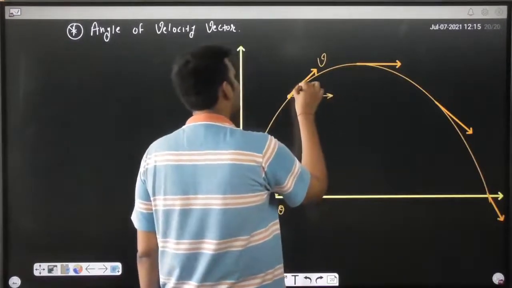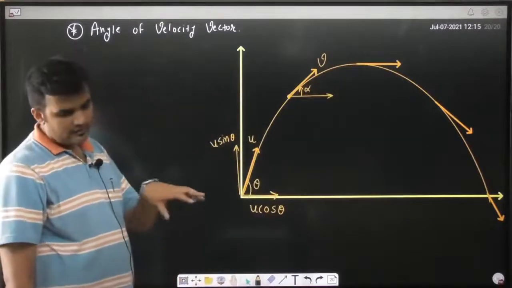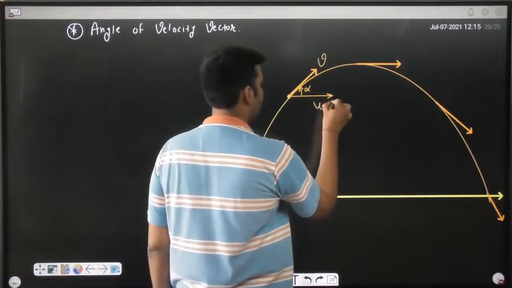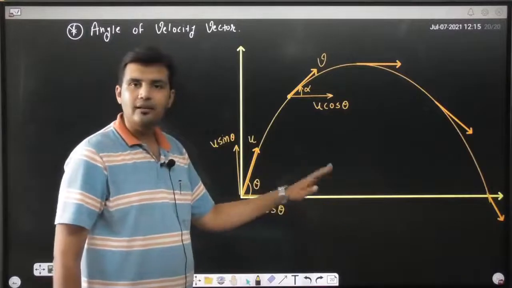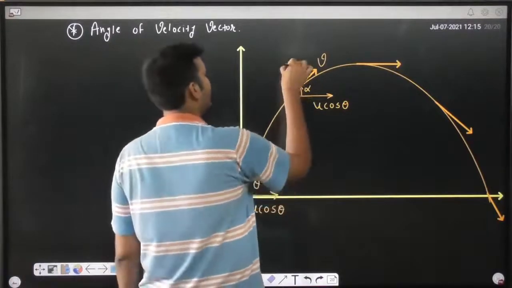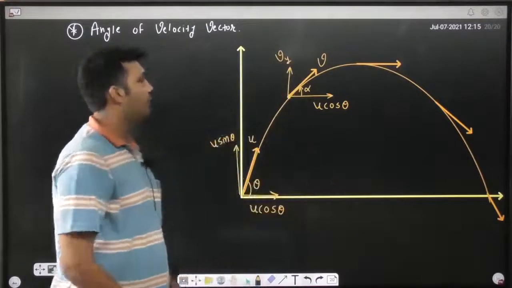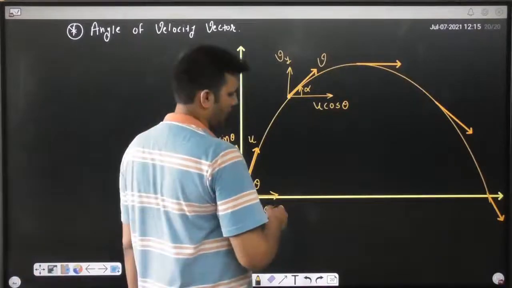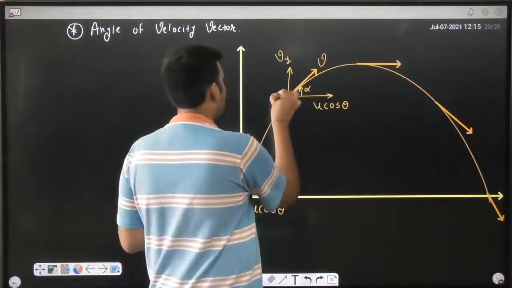Take this angle to be alpha, not theta. But the x component will not change. So here it will be u cos theta only. This velocity will remain constant because there is no acceleration in x, and this is your y component. Yes or no? Okay, understand this especially. Take this to be your situation 1.